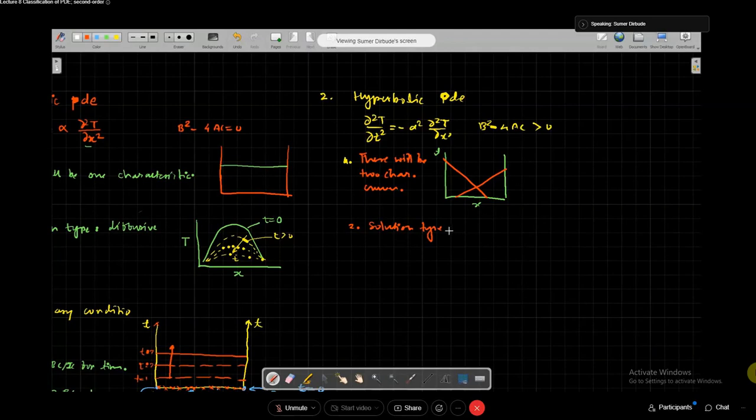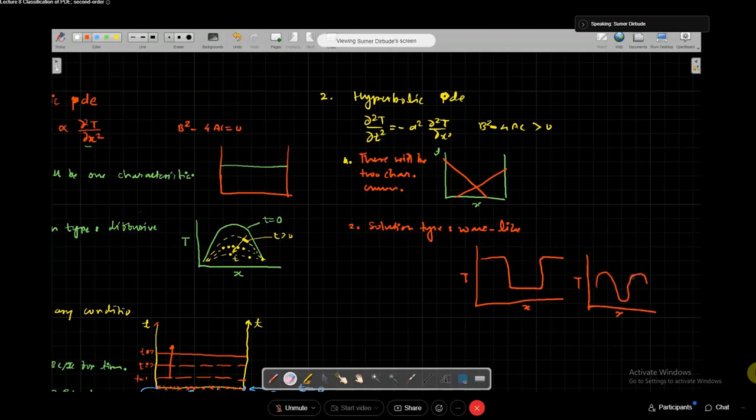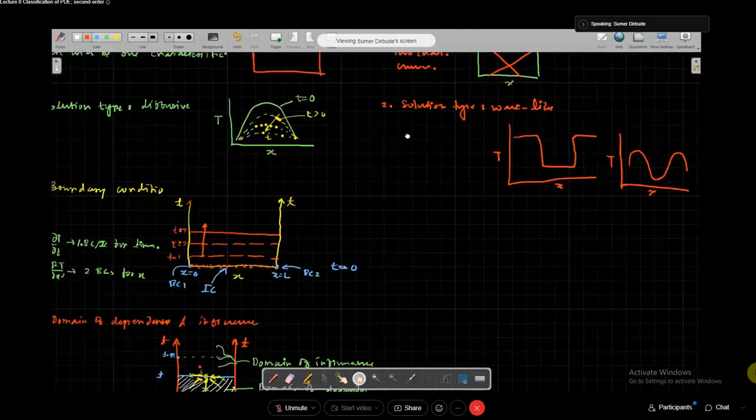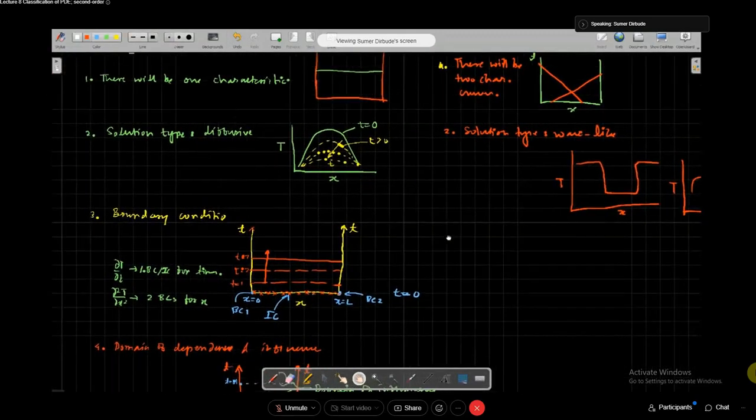Now about the solution type of this hyperbolic PDE, the solution type will be wave-like. So what do we mean by a wave-like solution? Suppose you are plotting T as a function of x, then you may get a wave-like nature of the solution. It can be like this or any wave nature, sinusoidal kind of. So we know that we will get a solution of this nature.